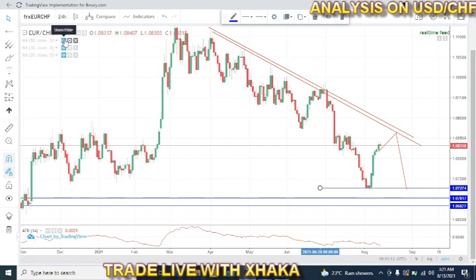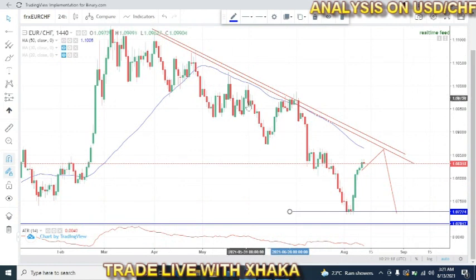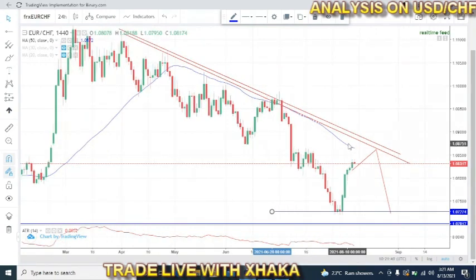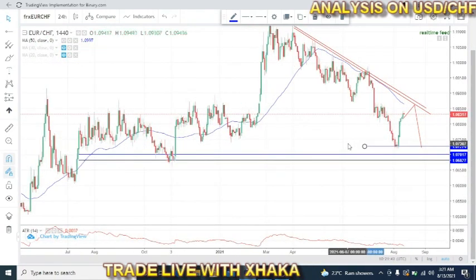So I have to pull out my 50 moving average. And if you can watch very well, it has been respecting it for some days now. So we hope that the market will go up and we test the trend line again with the help of the moving average. It gives us double confidence that the market could go short.